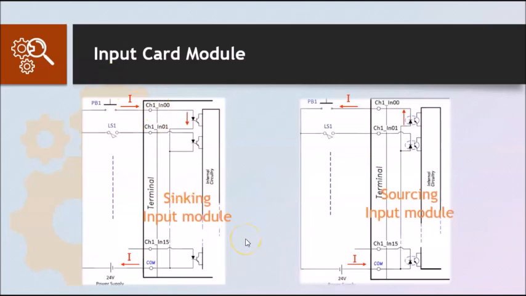I hope you can understand how you can configure your module to be a sinking input module or a sourcing input module. Take a closer look at the power supply as well. In order for the current to flow in the direction it needs to according to the diode direction, the polarity of the power source matters. With this, we shall go to the worksheet to have a deeper understanding of the input card module.